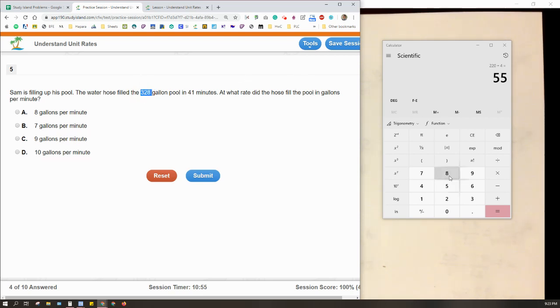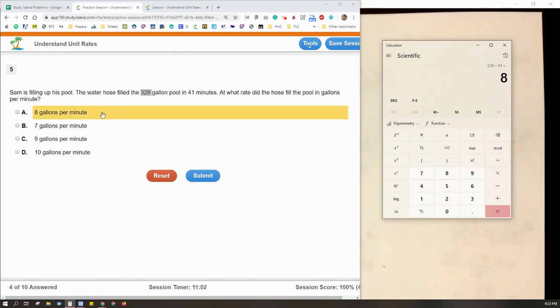So how many gallons? 328 divided by how many minutes? 41. And we get our answer there, 8. 8 gallons per minute.